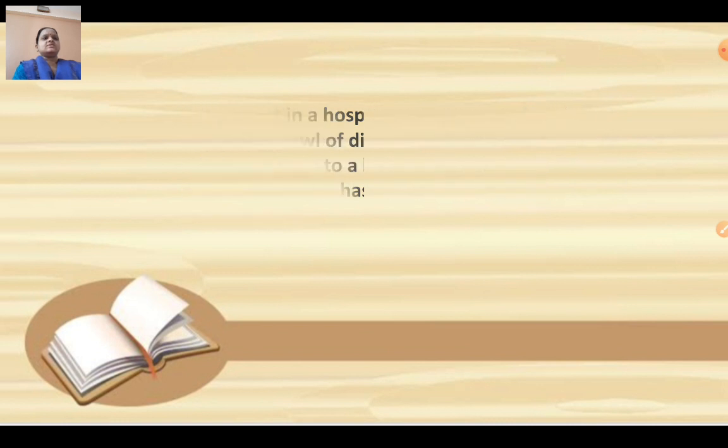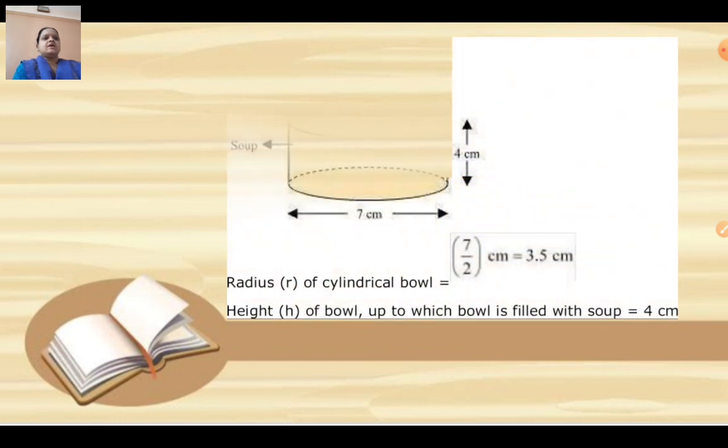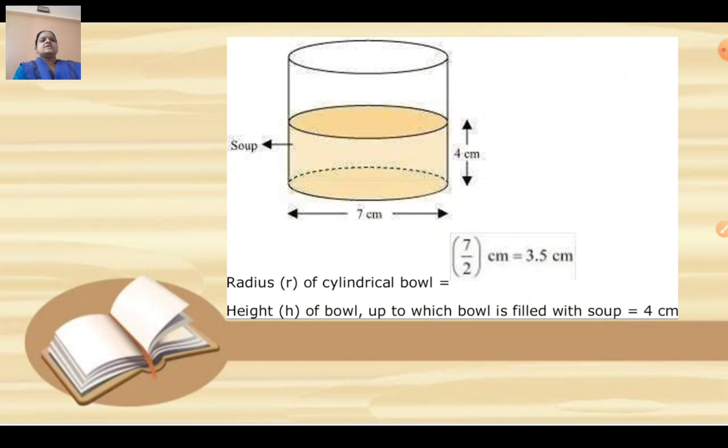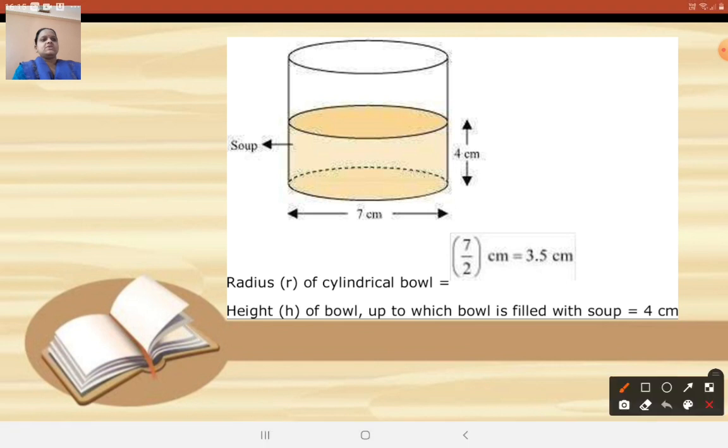Now again, understand the sum first of all. What is given? You can see the shape over here. Cylindrical shape bowl, in which the diameter of that bowl is given as 7 centimeter. The height of the cylindrical bowl is not given specifically, but they will fill the soup to a height of 4 centimeter. So that means height is 4 centimeter, and that much quantity of soup for one patient is required.